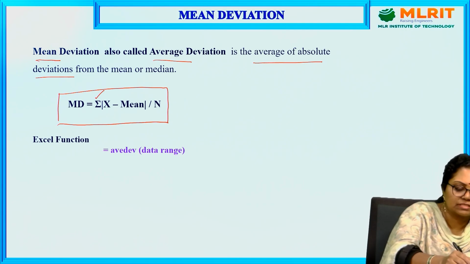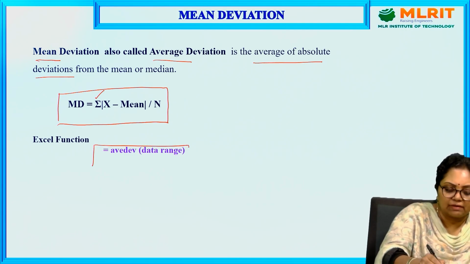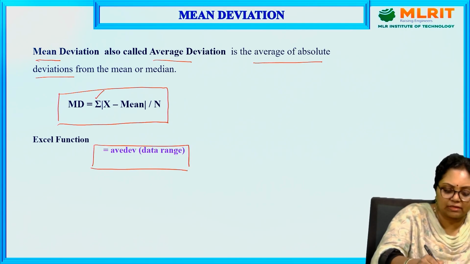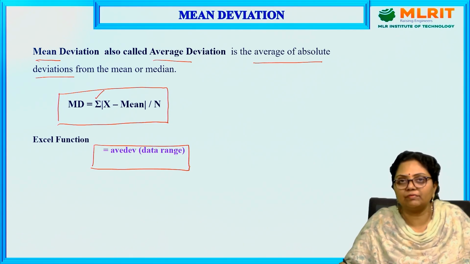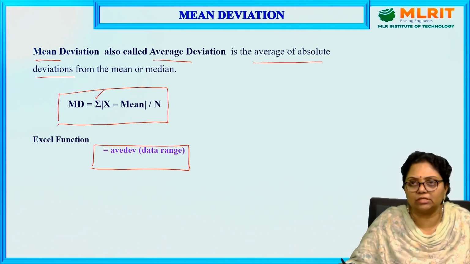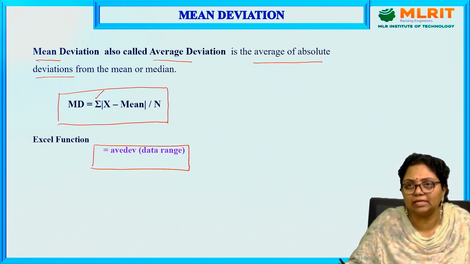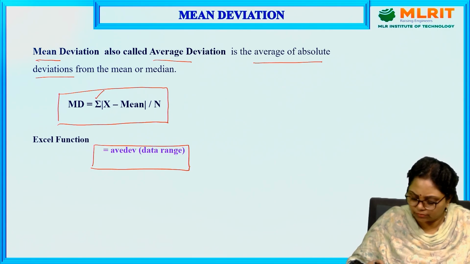Now for this, the Excel function is, by default, Excel has a function called average deviation of data range. In short form, we call it AVEDEV data range.